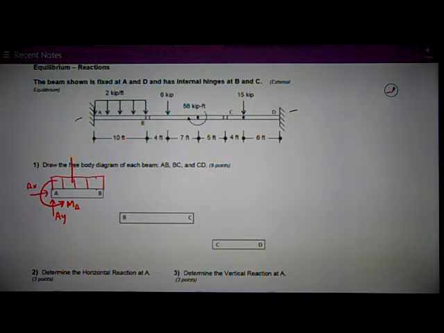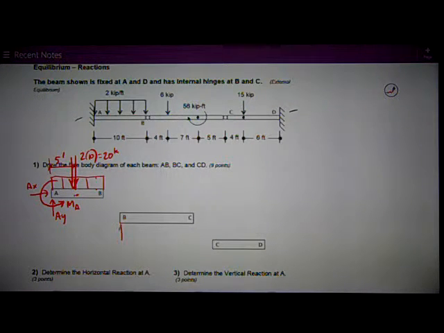And to analyze it, I need to get a resultant for that 2 kip per foot load. So it's going to be 2 times 10, or 20 kips. And the thing's 10 feet long, so it's going to be 5 feet from point A, because it's a rectangle. Then I'm going to go to C before I put reactions at B on AB.